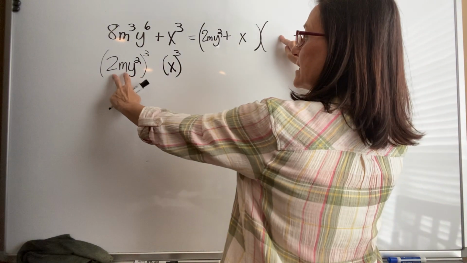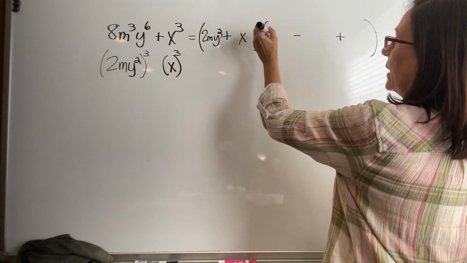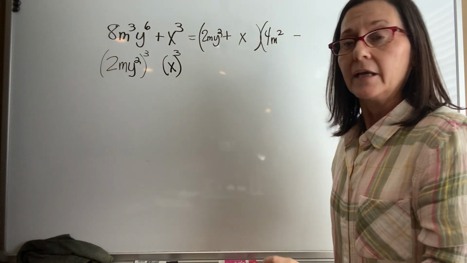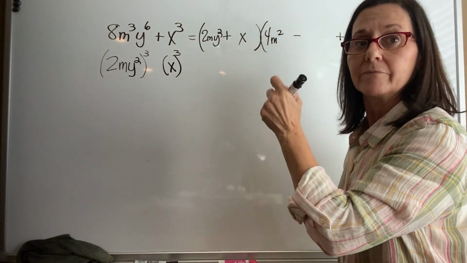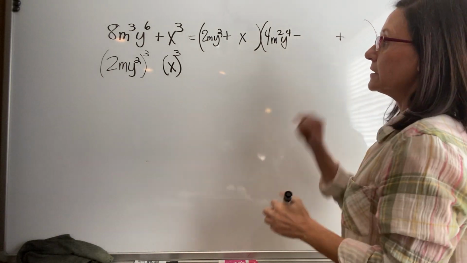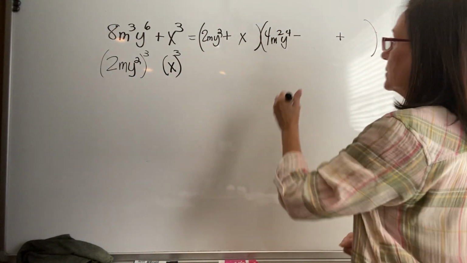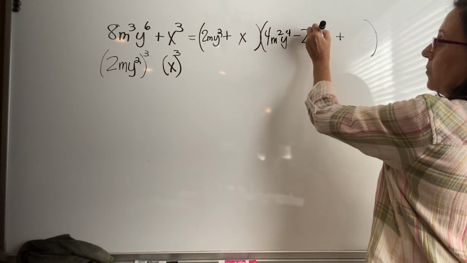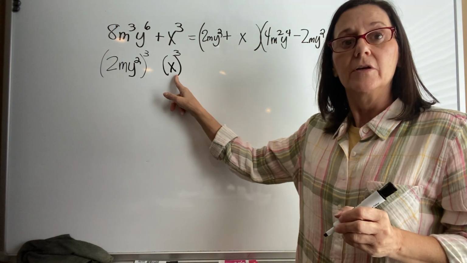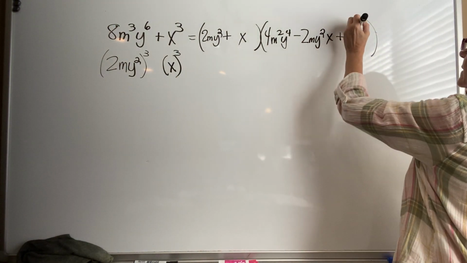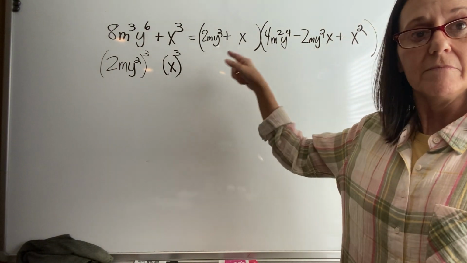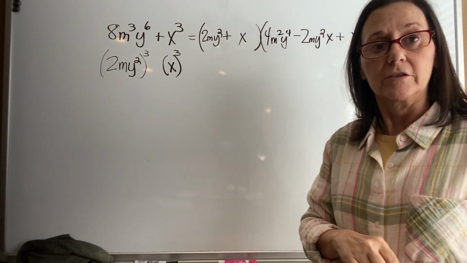This first term is this first term squared. So 2 squared is 4. m is squared. y squared squared is y to the 4th. Power raised to a power, we multiply. This middle term, we just multiply those two terms. So it's 2my squared x. This last term is the second term squared. So it's x squared. You'd have gotten the same factor if you would have done long division.